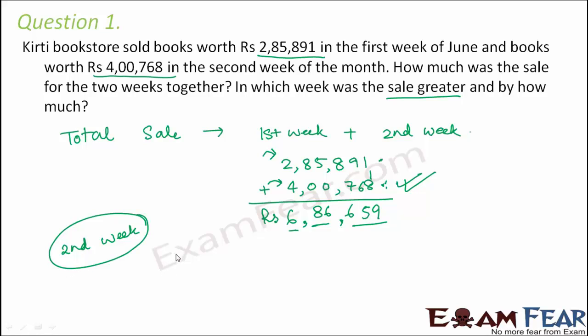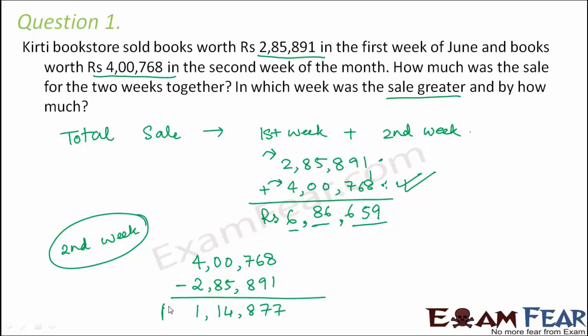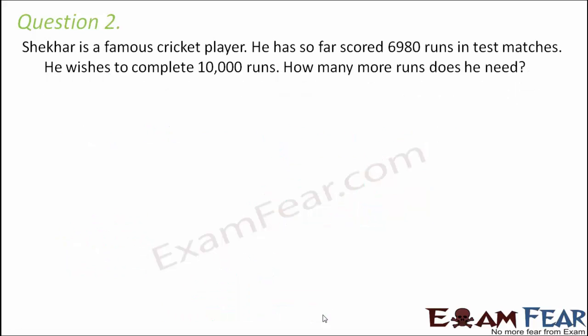And by how much? Now to find out how much was this sale greater than this one, we will have to find the difference. So basically we will have to subtract the first week's sale from the second week's sale. So when you subtract this, what you get is 1,14,877. So the second week sale was greater than the first week sale by rupees 1,14,877.